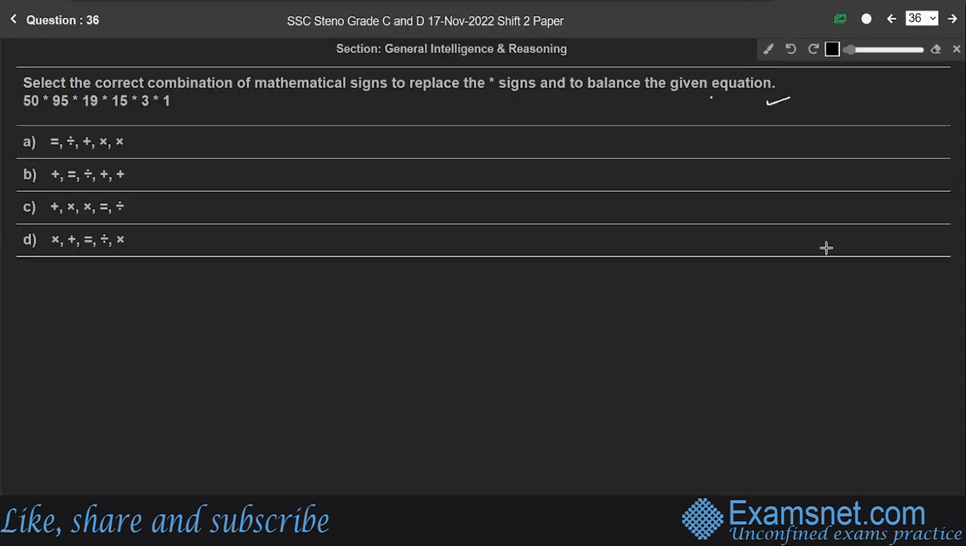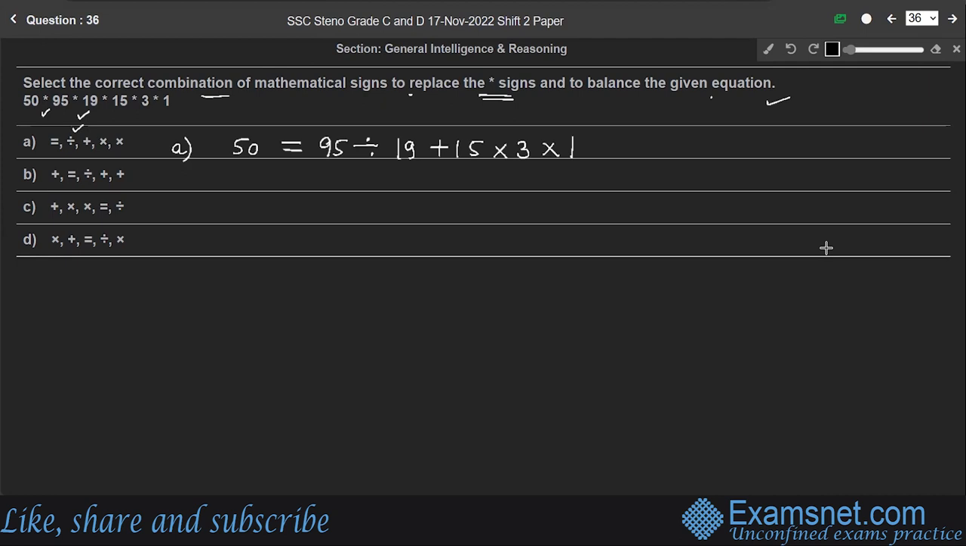Question 36. Select the correct combination of mathematical signs to replace the asterisk signs and to balance the given equation, right? So here, to balance the given equation, let us go for option A. Right? So 50 asterisk 95. So here the first asterisk should be replaced with the equality sign. Right? 50 is equal to 95 asterisk 19. So the second asterisk should be replaced by the division sign. 95 divided by 19. Next it should be plus 15. Next it should be into 3.